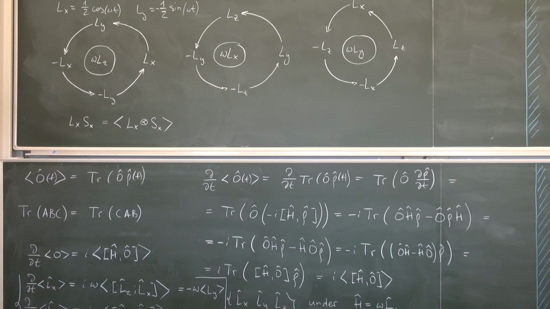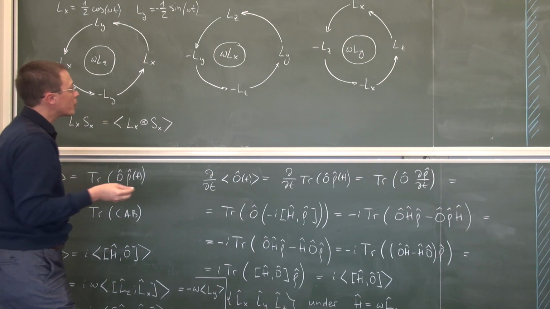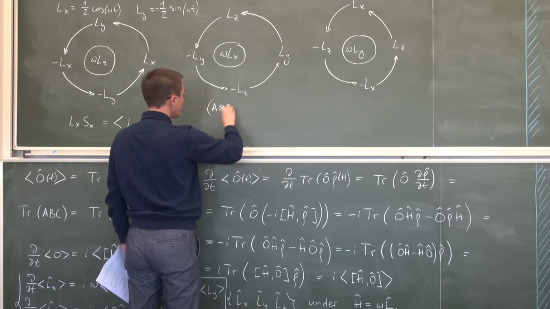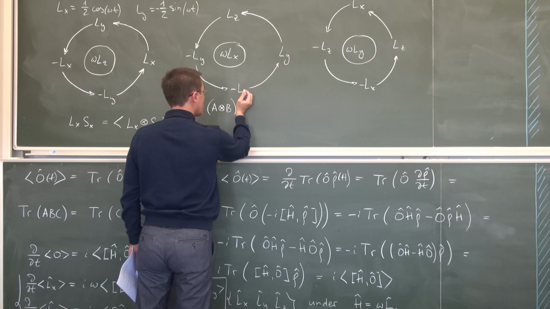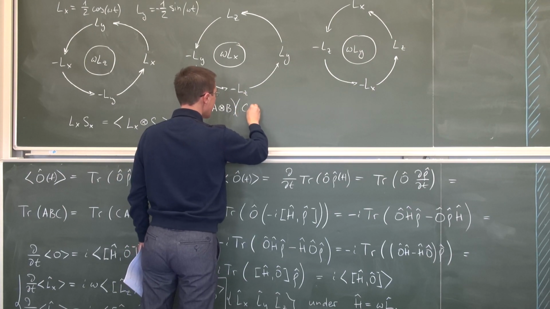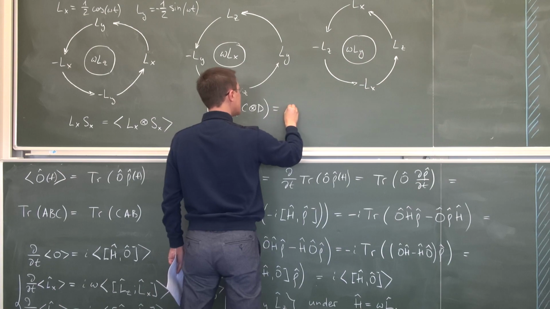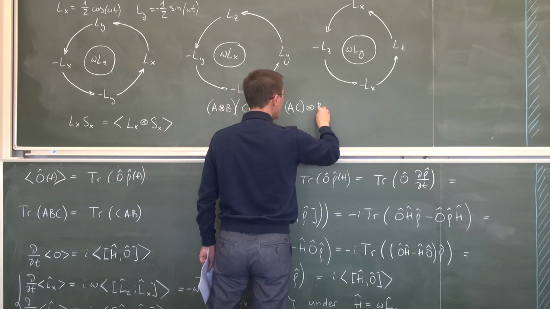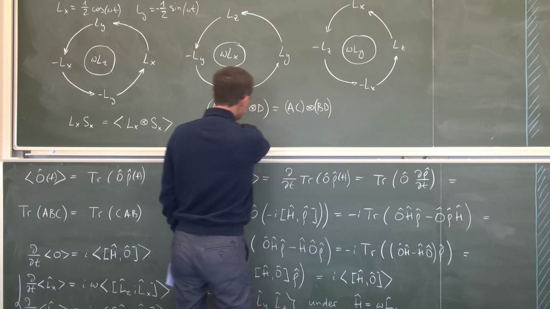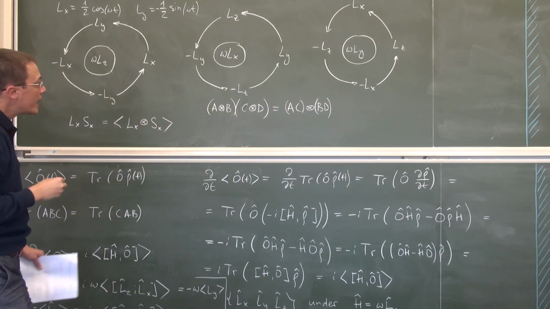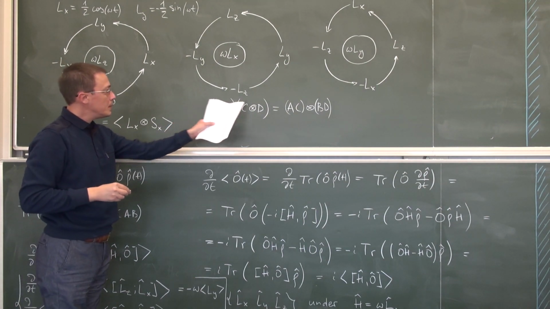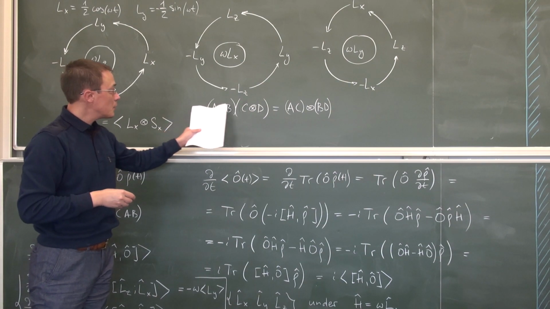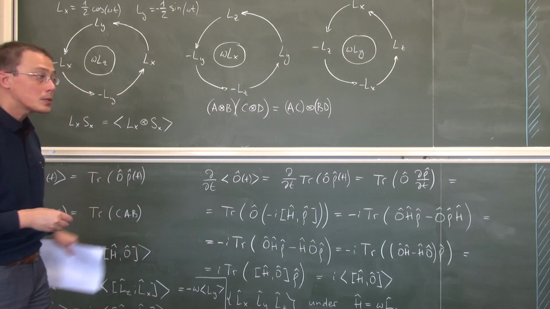But remember what I told you about the properties of such direct products. If we have A Kronecker B times C Kronecker D, that is the same as AC Kronecker BD, when all the matrices have the same dimension. And so A acts on C and B acts on D. So in these direct product relationships, each individual operator only acts on its corresponding operator.